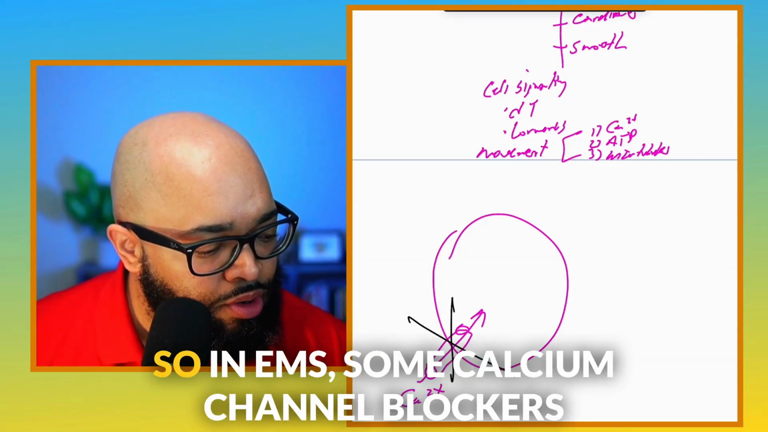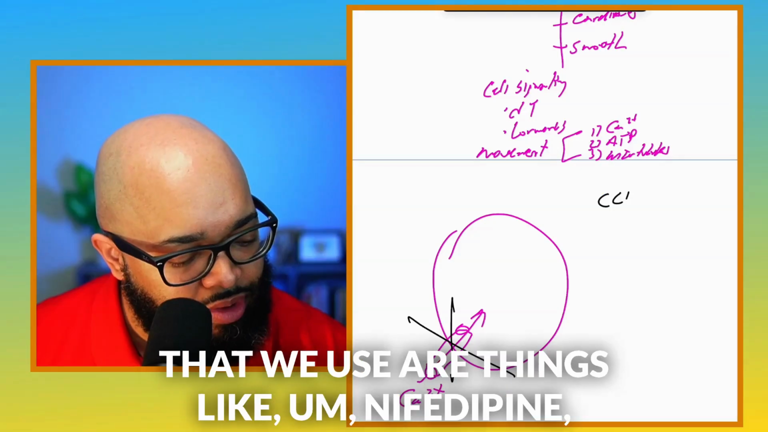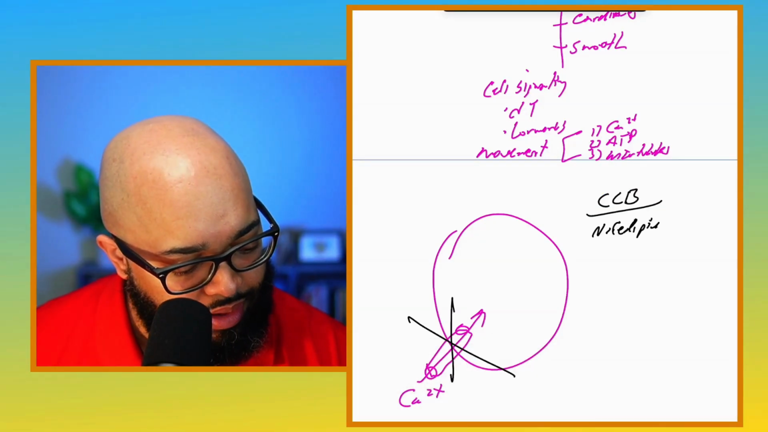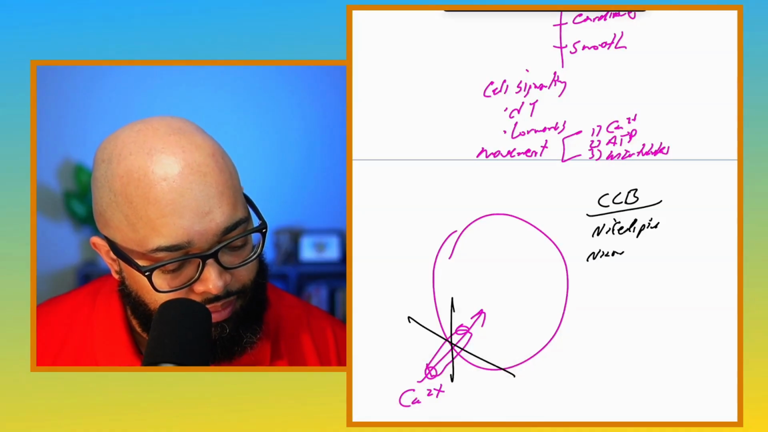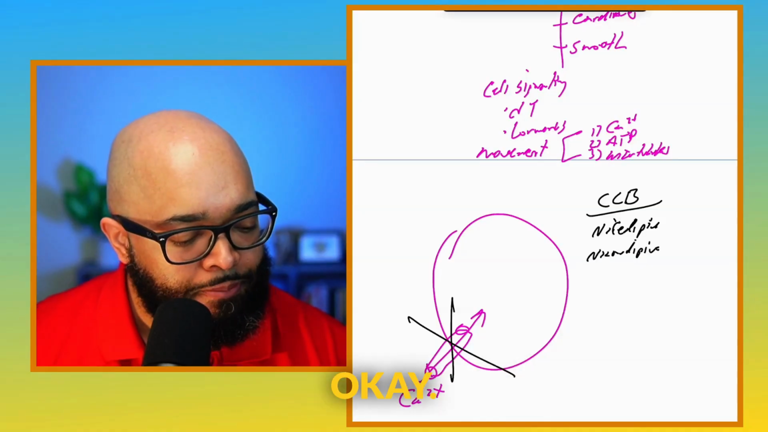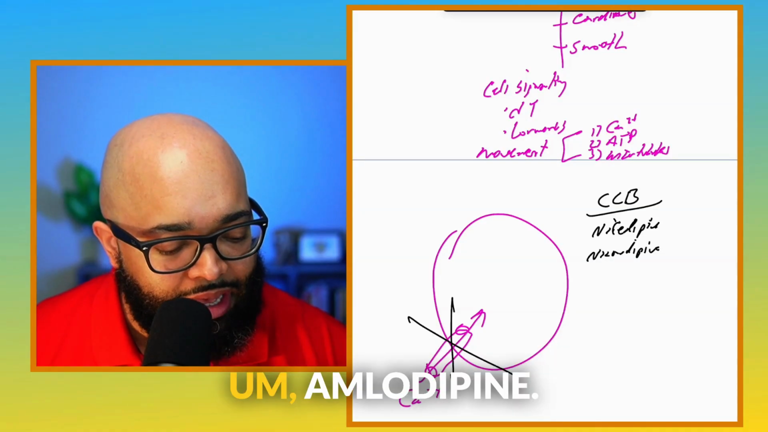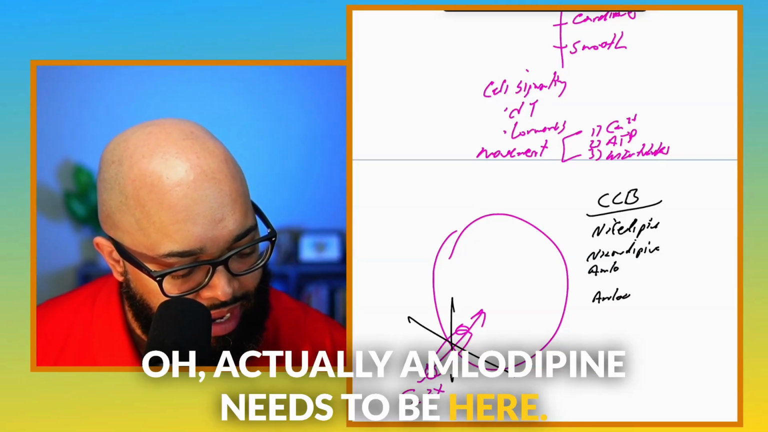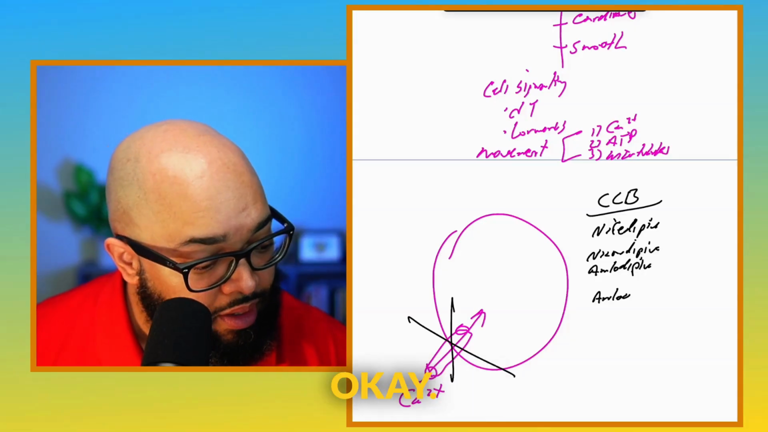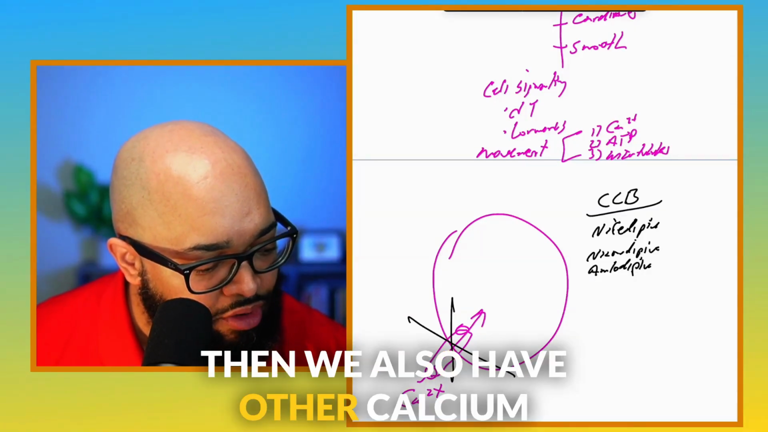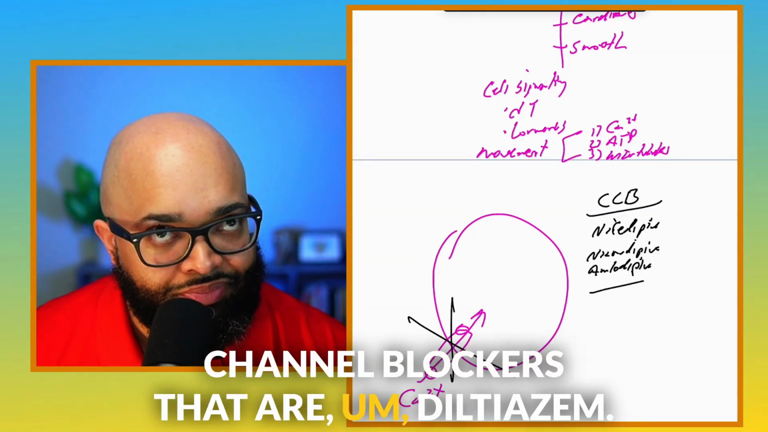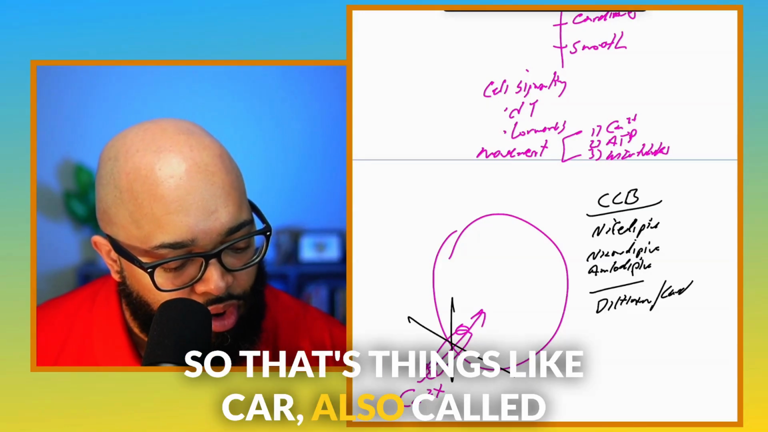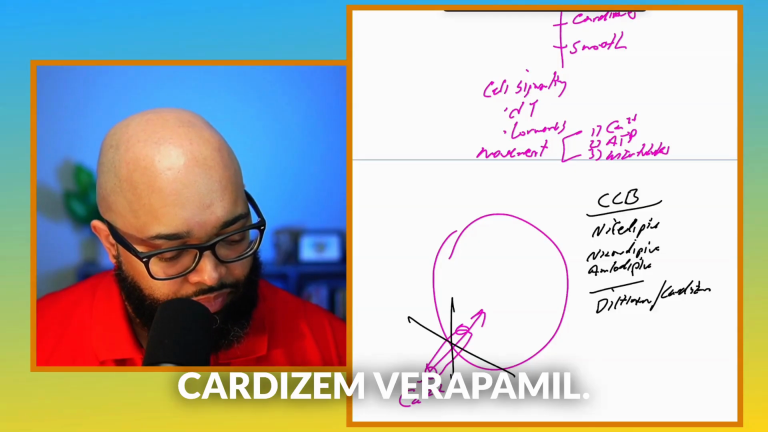All right, let me help you out. In EMS, some calcium channel blockers that we use are things like nifedipine, nicardipine. Sometimes we use things like amlodipine. Oh, actually, amlodipine needs to be here. Then we also have other calcium channel blockers that are diltiazem, also called Cardizem, and verapamil.